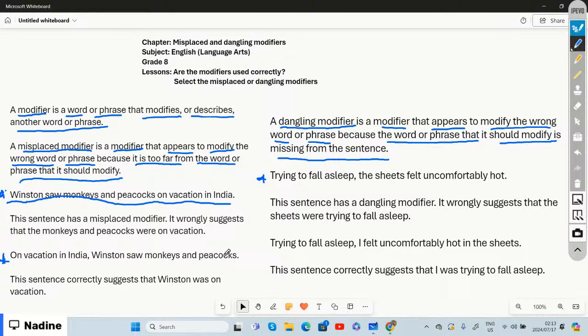But if we were to fix that sentence, we say, trying to fall asleep, I felt uncomfortably hot in the sheets. I refers to someone, and it specifically gives the indication that this person was trying to fall asleep. But because the sheets were uncomfortably hot, they couldn't. So this sentence now correctly suggests that the person, who is I, was trying to fall asleep.